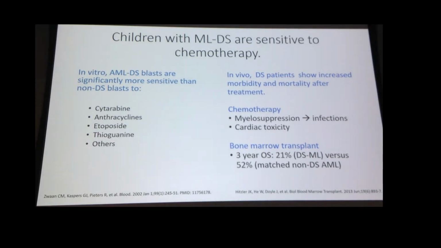So these numbers are from a recent study of bone marrow transplant among kids who had relapsed with MLDS. The 3-year overall survival among those kids with Down syndrome who got transplanted was 21%, compared to about half of children who didn't have Down syndrome and who were transplanted for myeloid leukemia.